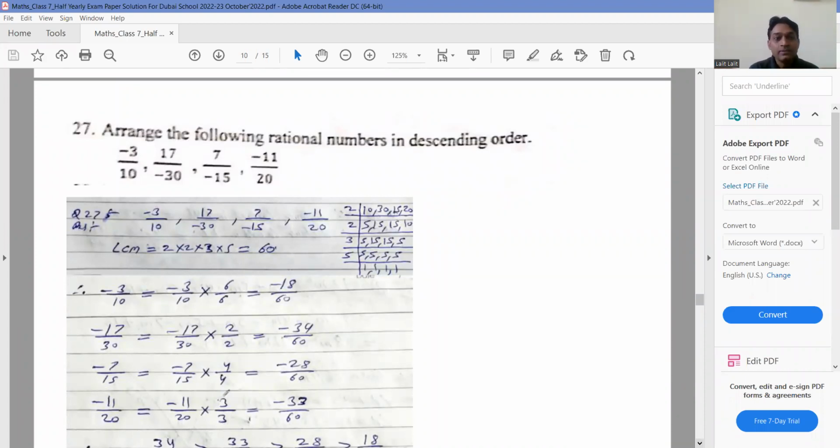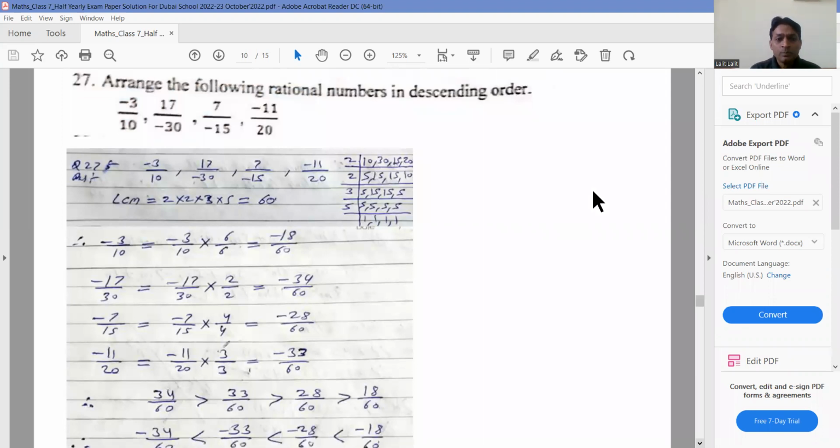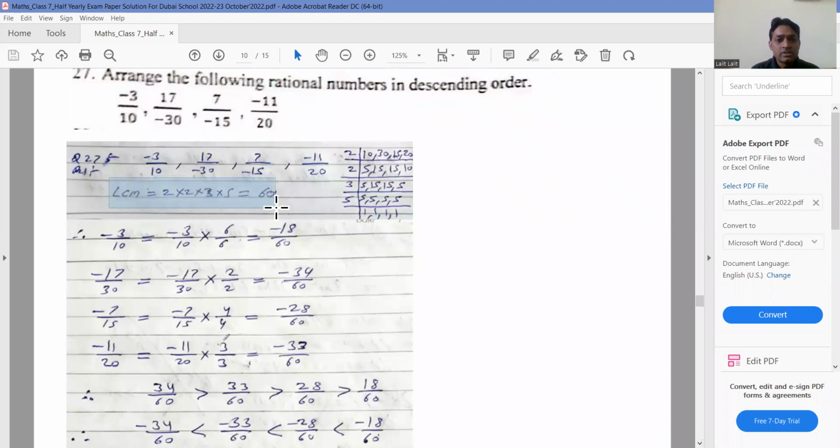Now we are coming closer to the bigger questions, section E. Question number 27. Arrange the following rational numbers in descending order. Descending means from bigger to smaller. The four rational numbers are given with different denominators. So what we need to do is first make the denominators the same. How will we do that? Simply take the LCM of 10, 30, 15 and 20. After taking the LCM of all these four denominators, what value do we get? We get the LCM, which is 60.